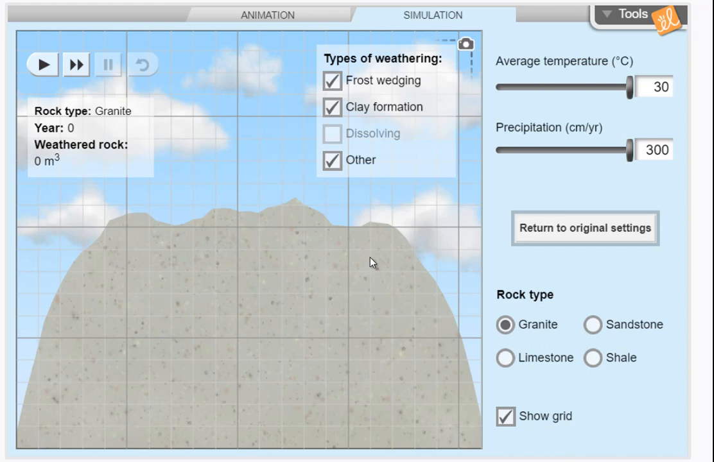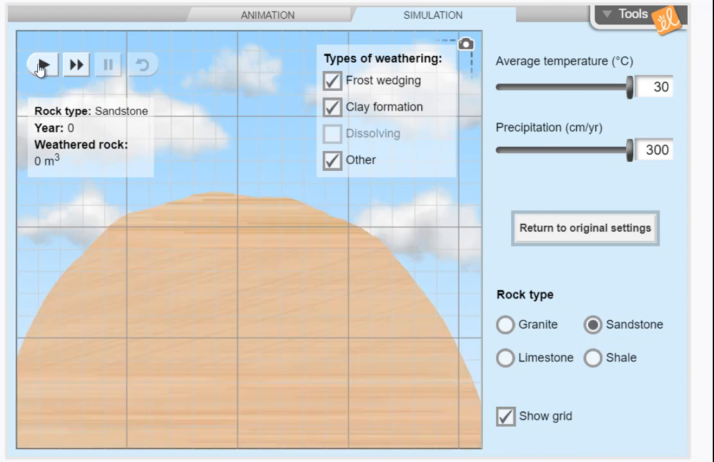Okay, I want you to do that just to see what it's like for sandstone. Again, hit the slow, hit the fast, watch it go for a little bit, and when you're done, hit reset. Do the same for limestone and shale so you can get a sense of how they weather away over time. But then I want you to do this little activity, and you'll be done.